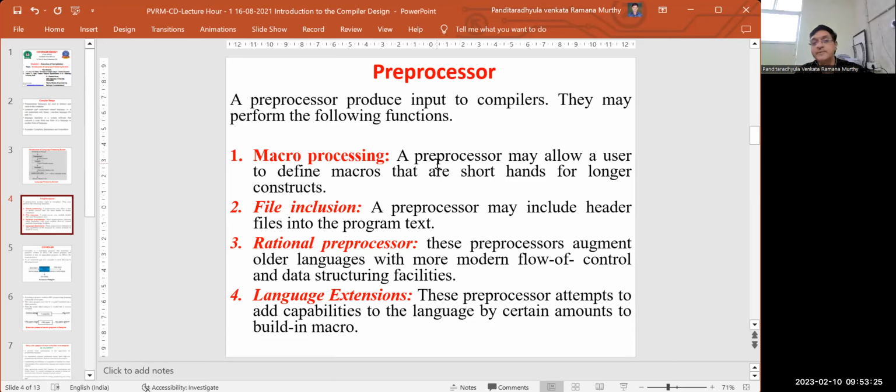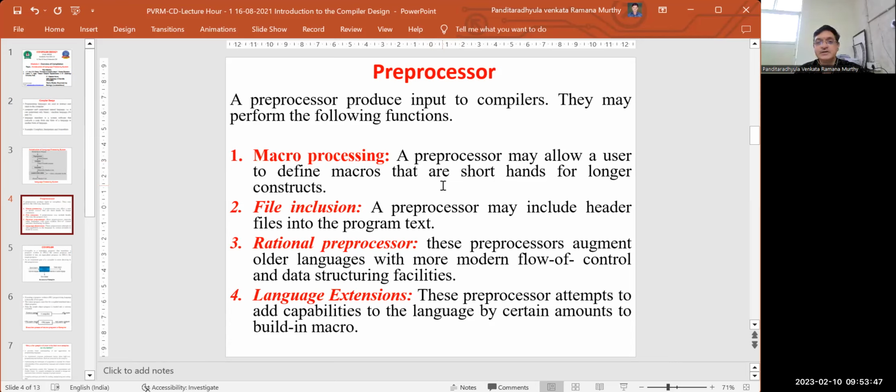So what does macro processing do? A preprocessor may allow users to define macros that are shorthands for longer constructs. Whenever required, we can represent a given program in the short terms of the macros.